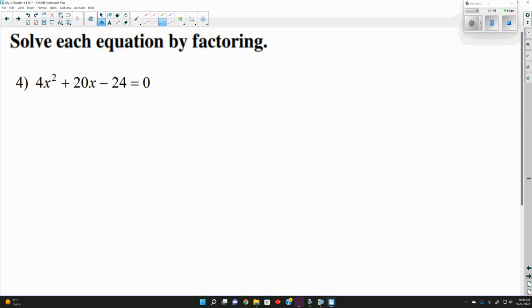Let's look at the next one here. 4x squared plus 20x minus 24. Is there a greatest common factor between these three terms? 4. So we can factor it out. 4 times, well, 4 factored out of 4x squared is just x squared. Plus 4 factored out of 20x is 5x. Minus 4 factored out of 24 is 6, and this is equal to 0.